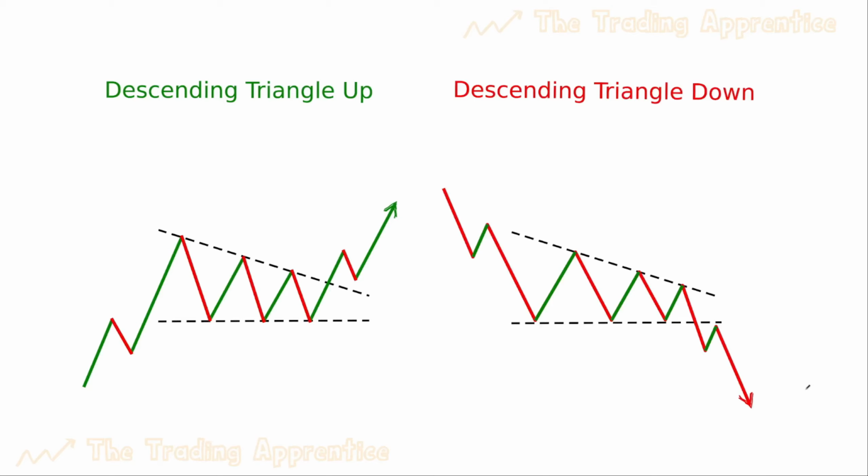Next is the descending triangle in an uptrend. Here again, we got rejections at these price levels and making lower highs, but not lower lows, and breaking through this price area and continue with the uptrend. The descending triangle here in a downtrend, the same. We're making lower highs and having here this support area, but are breaking through and continuing with the downtrend.